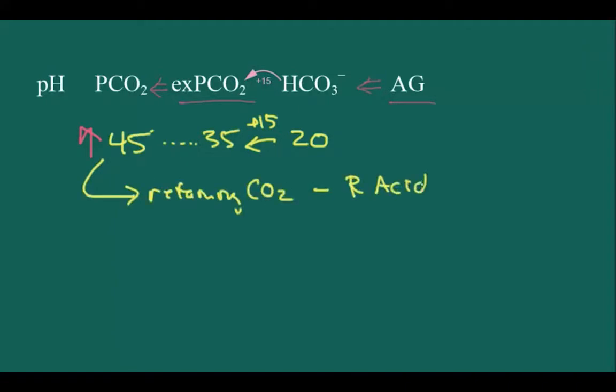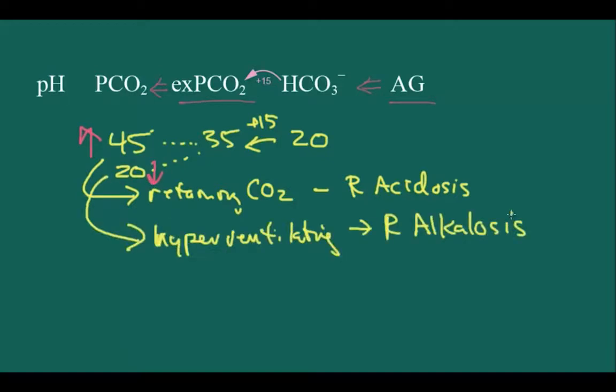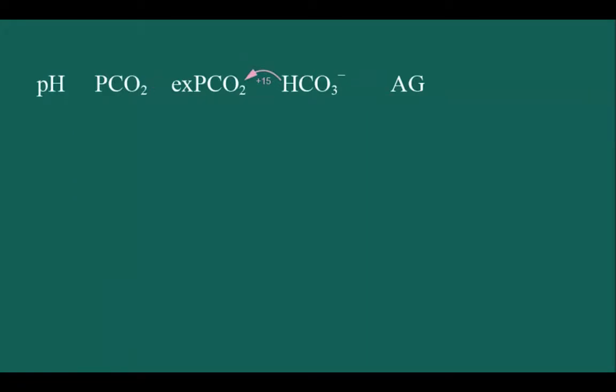Similarly, if you have a PCO2 of, say, 20, and your expected PCO2 is 35, then you have a respiratory alkalosis. You're hyperventilating and blowing off CO2. Okay, let's look at anion gap. Similar to how expected PCO2 further informs you about the PCO2, the anion gap further informs you about the bicarb, and it lets you know if there's multiple metabolic components contributing to the metabolic status.